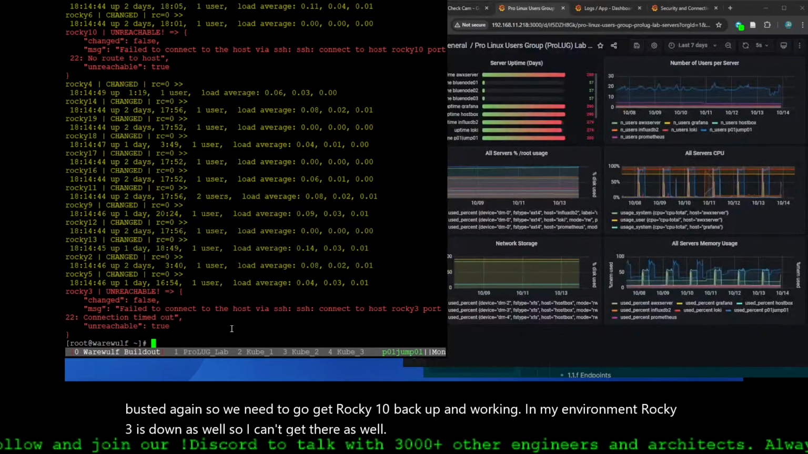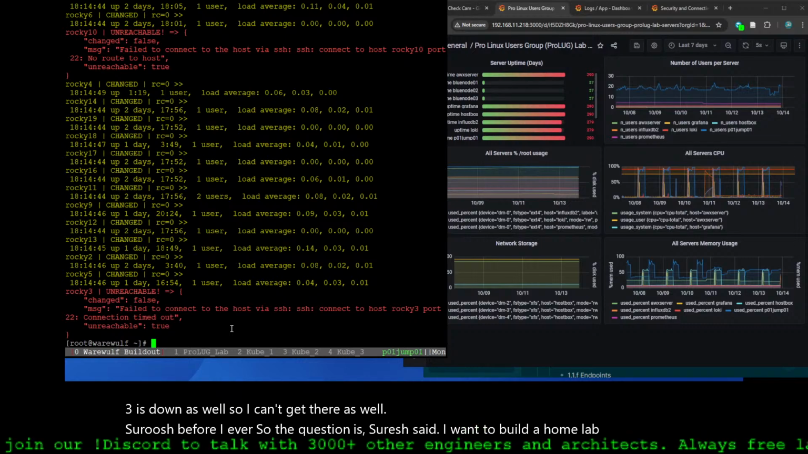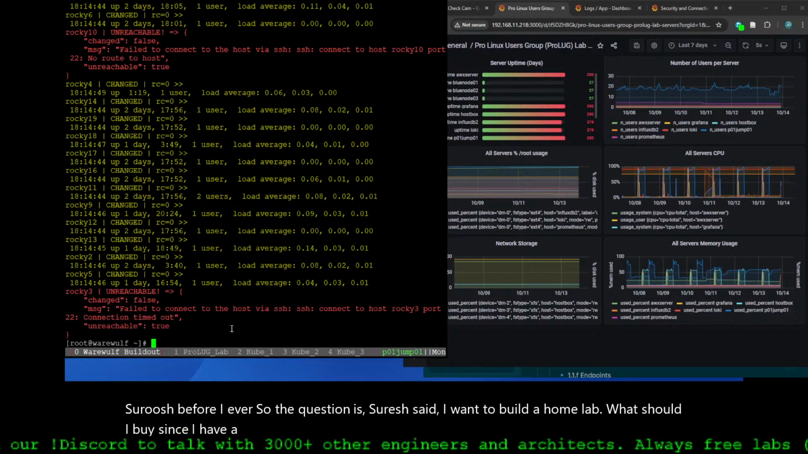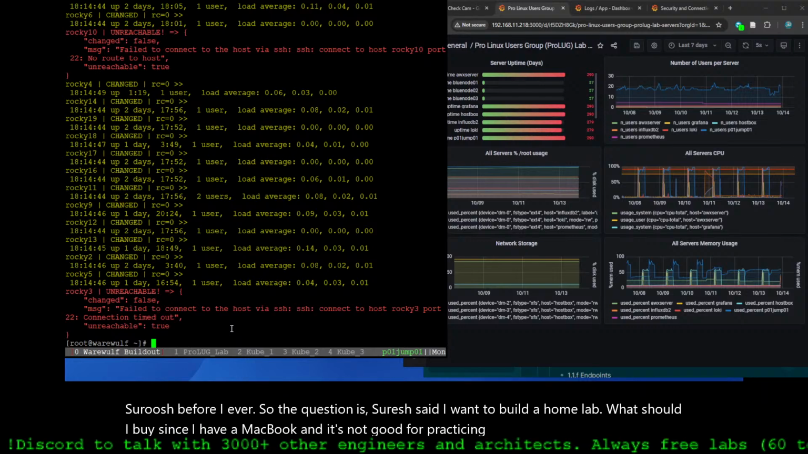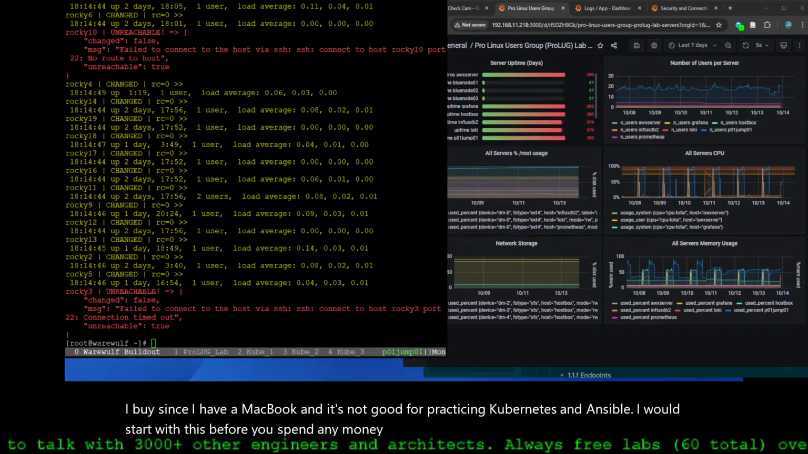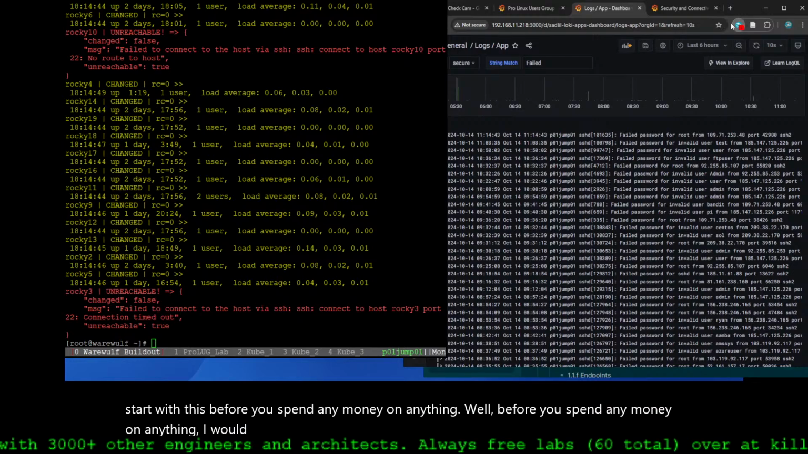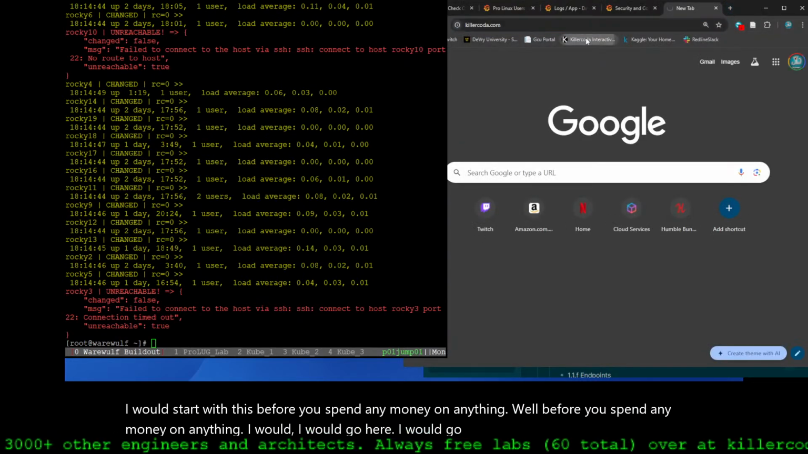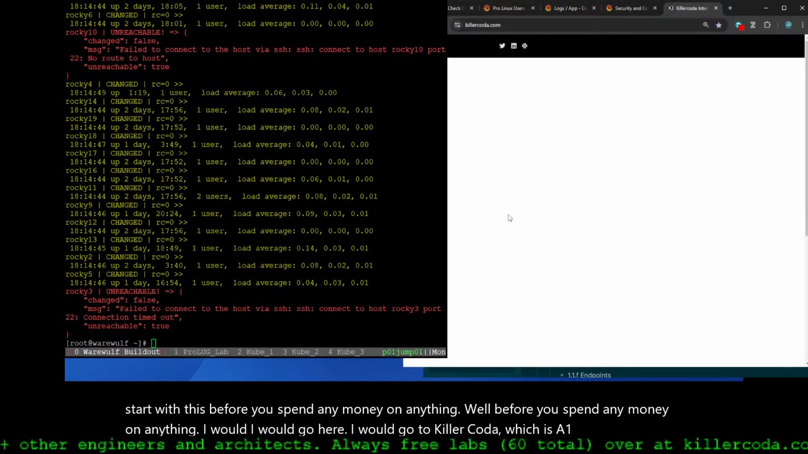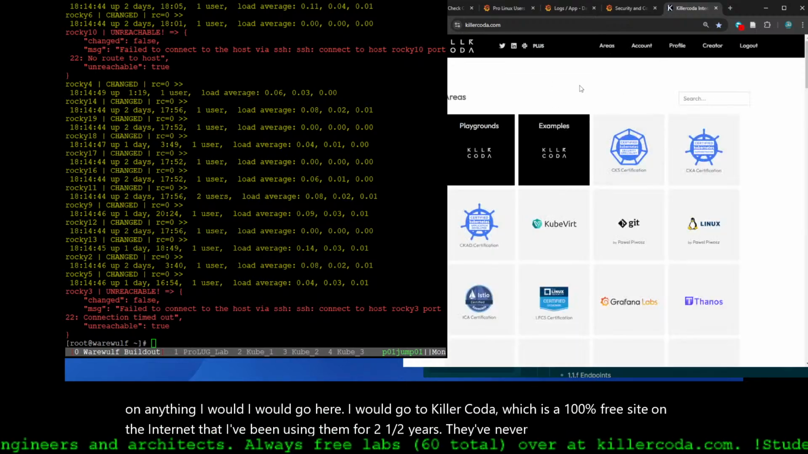Sarush asks, I want to build a home lab. What should I buy, since I have a MacBook and it's not good for practicing Kubernetes and Ansible? Before you spend any money on anything, I would go to Killer Coda, which is a 100% free site on the internet. I've been using them for 2.5 years. They've never even approached me for money.